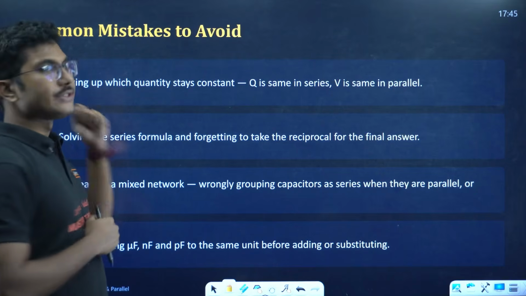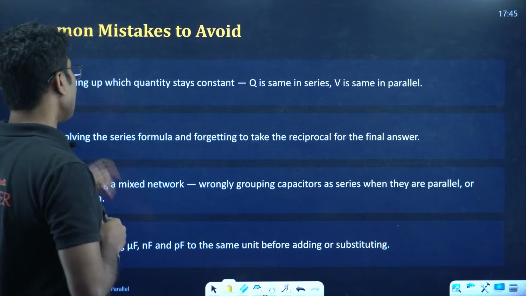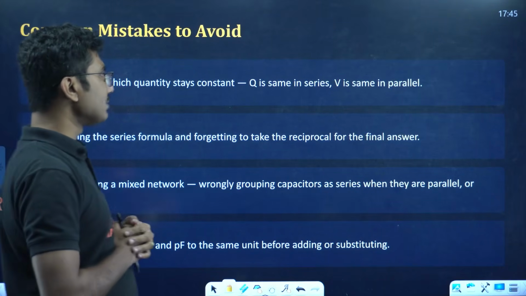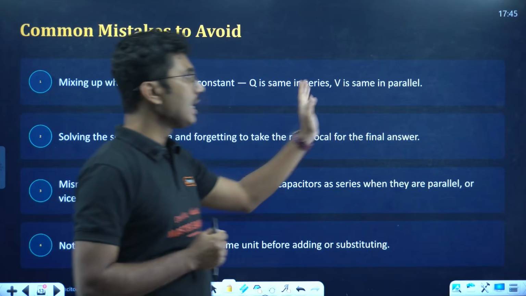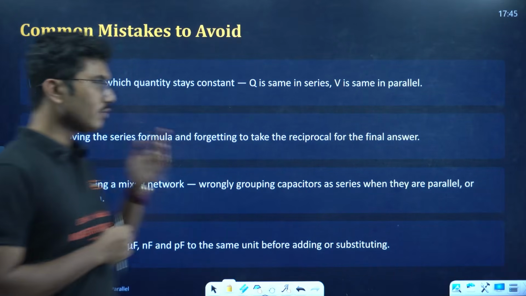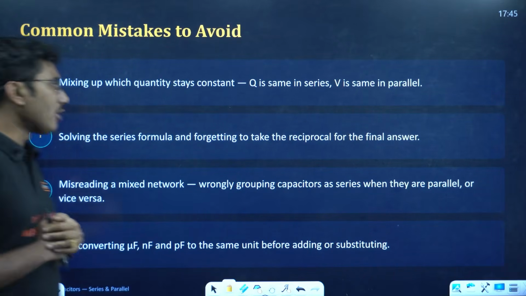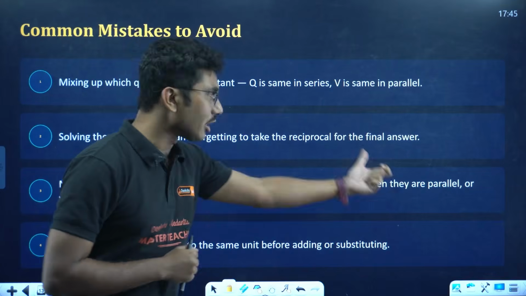Now, common mistakes that you need to avoid. Mixing up which quantity stays constant. Q is the same in series, V is the same in parallel. That is one concept. Solving the series formula and forgetting to take the reciprocal of the final answer.